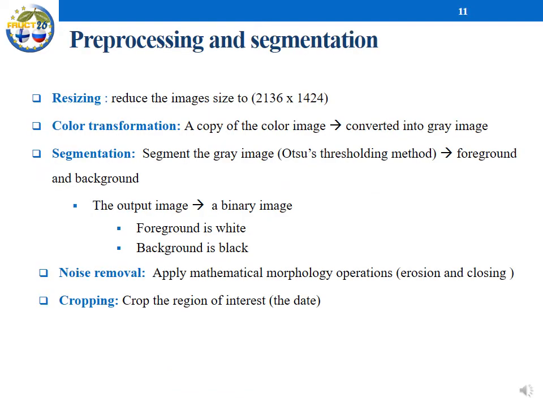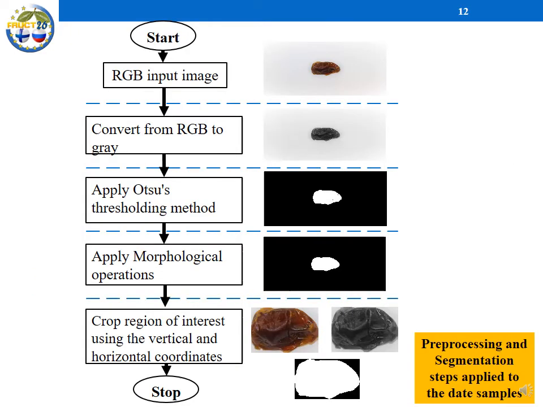For pre-processing and segmentation, we have the following steps. First, we resize the image, then we do the color transformation, then the segmentation, then noise removal, and then cropping. In terms of the real flow chart, we have these steps, or the results of every step.